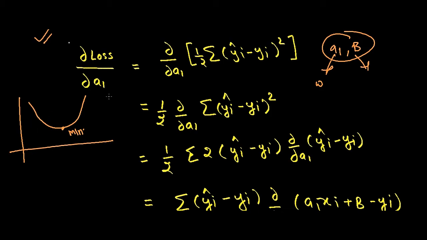We will start from a point. Let's say we have this a1 here, and for a given b, this is our loss function. We will try to find the values of b and a1 so that the loss is minimum. At this point we want to find this b and a1, a1 dash and b dash.